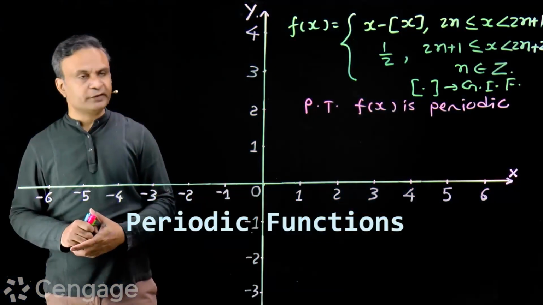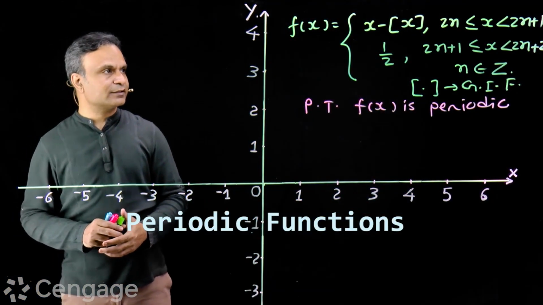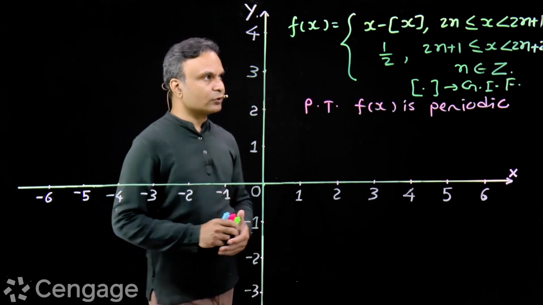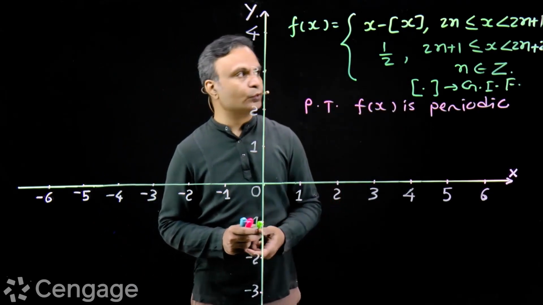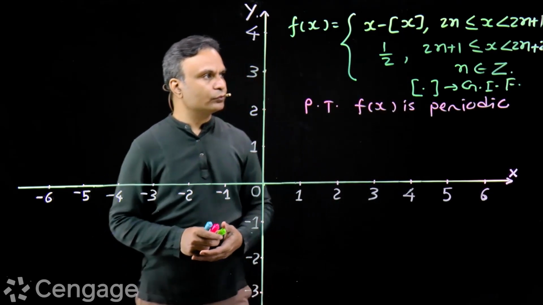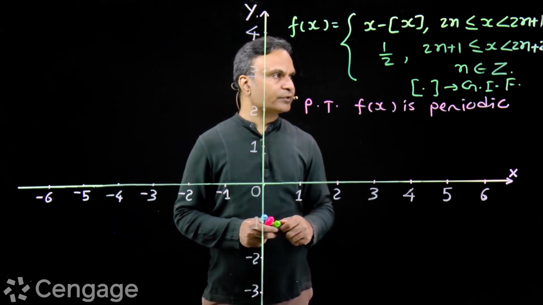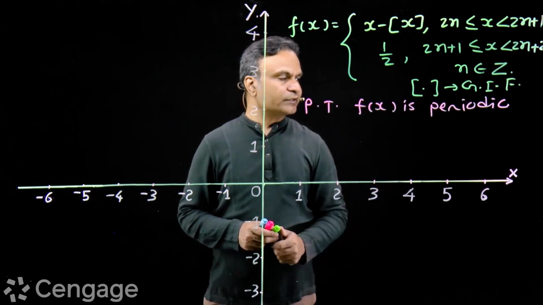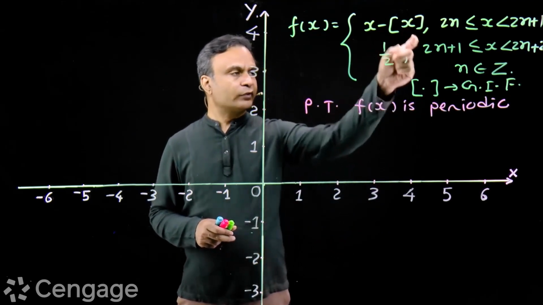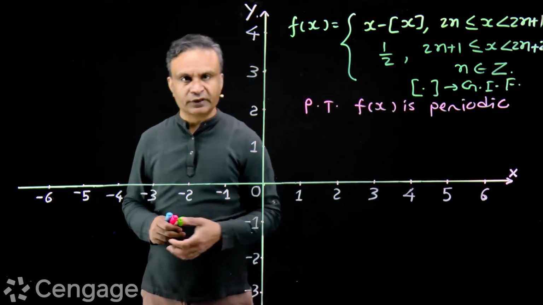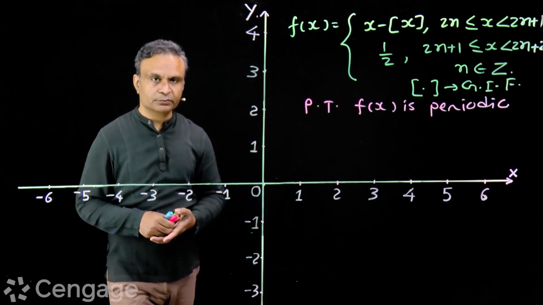Okay, now again we have one unique function. Function f(x) is x minus [x] for 2n ≤ x < 2n+1, and 1/2 for 2n+1 ≤ x < 2n+2, where n belongs to the set of integers and square brackets represent the greatest integer function. We have to prove that function f(x) is periodic.